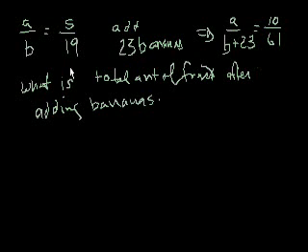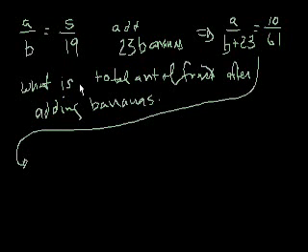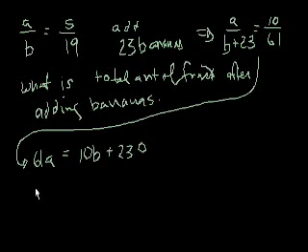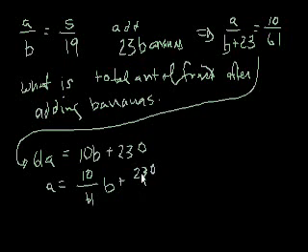Well, once again, we have two equations and two unknowns. I guess let's take this equation first because it's a little more complicated. We know if we cross multiply that 61A is equal to 10B plus 230. And if we divide both sides by 61, we know that A is equal to 10 over 61 B plus 230 over 61. Right?